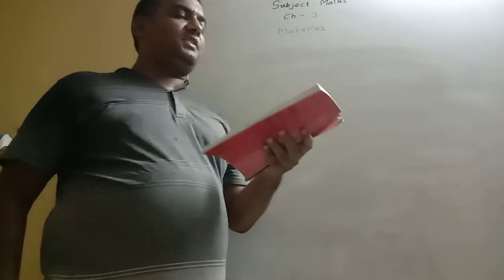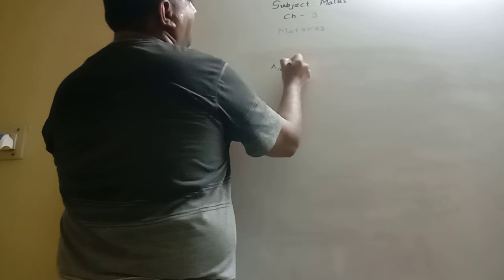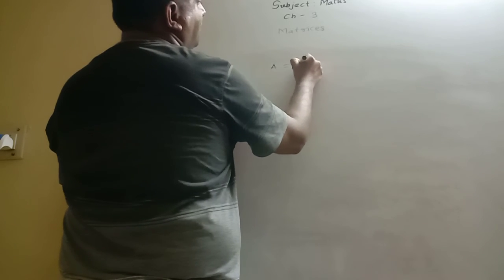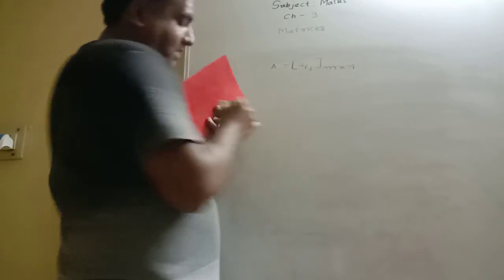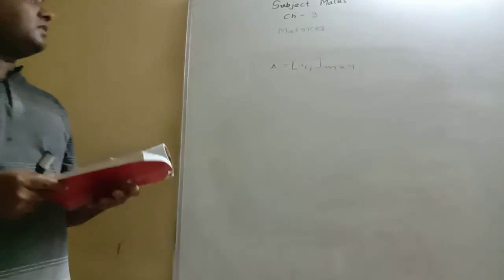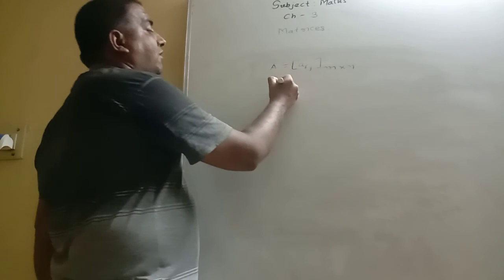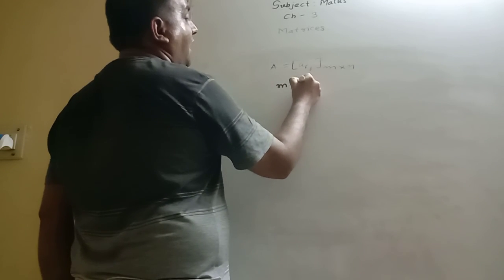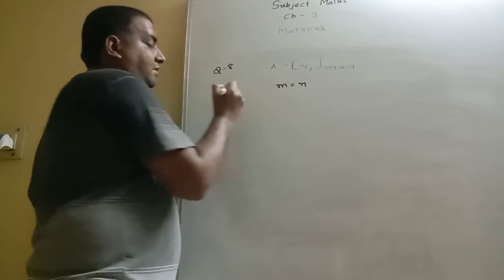Now question 8 is that A equals to Aij, M cross N is a square matrix, then what is the possibility of M and N? So according to the definition of a square matrix, M and N must be equal, and so we can say that M equals to N.